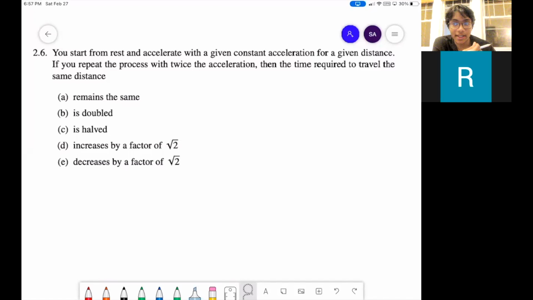Alright folks, so let's check out this question about the relationship between acceleration and distance. You start from rest and you accelerate with a given constant acceleration for a given distance. If you repeat the process with twice the acceleration, then what happens to the time required to travel the same distance? That's the question.